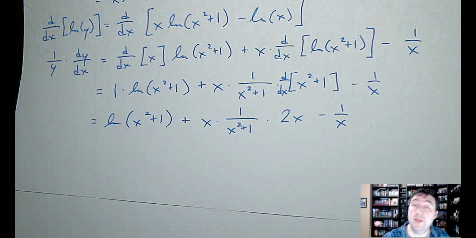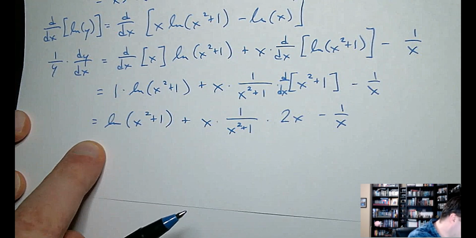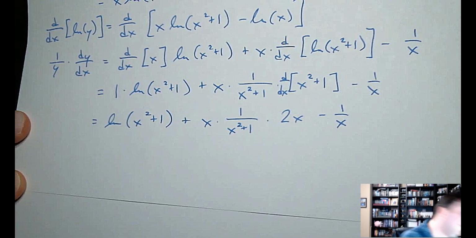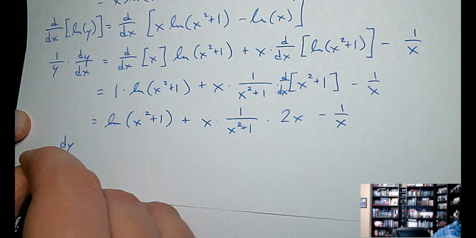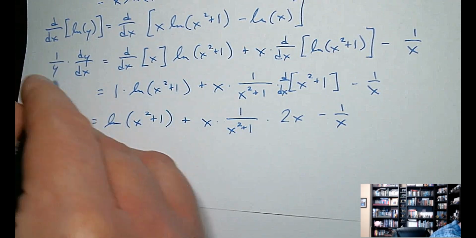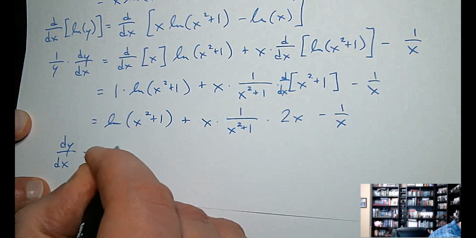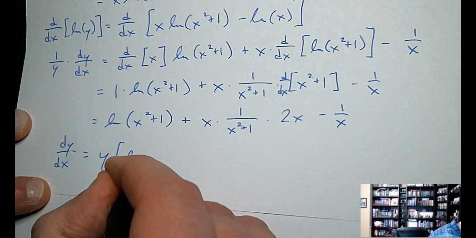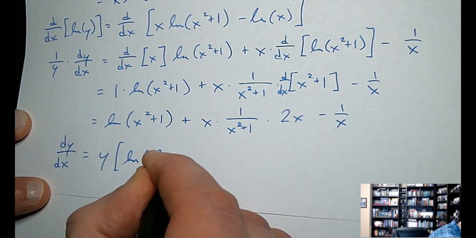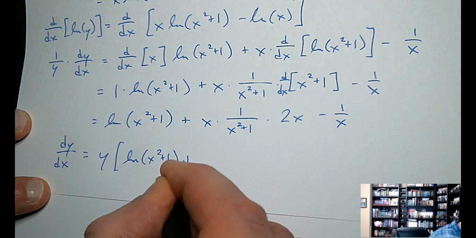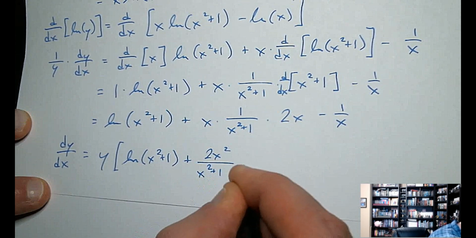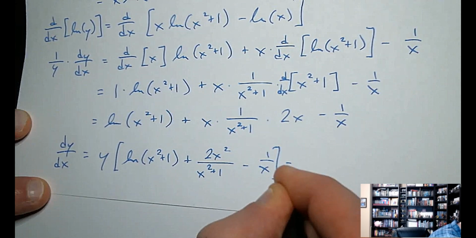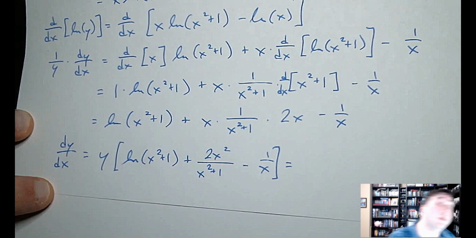But we've got a couple of things to do. We've got to clean up, simplify wherever we can. And we've got to realize that what we just found is not the derivative that we're after. It's 1 over y times the derivative. So dy by dx then, if we bring that y over, it's going to be y times this stuff. So y times the natural log of (x squared plus 1), plus 2x squared over (x squared plus 1), minus 1 over x. And then we should always substitute back in for y.